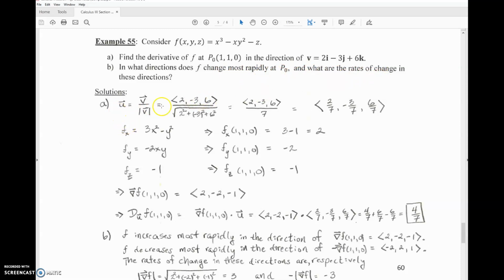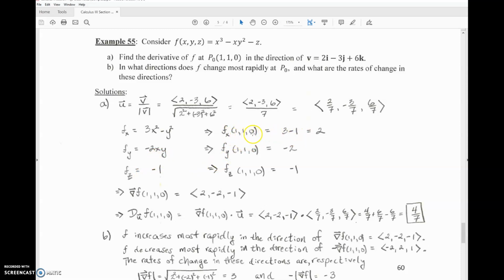Okay, so for part A, we first have to make sure that we're taking our derivative in the direction of a unit vector. So v is not a unit vector, so I need to divide it by its length. And so the unit vector that we're looking to take the derivative in that direction is 2/7, minus 3/7, and 6/7. Take the partial of f with respect to x, y, and z. So partial of f with respect to x is 3x squared minus y squared. Partial of f with respect to y is minus 2xy, and partial of f with respect to z is minus 1. Evaluate all of these at the point 1, 1, 0.